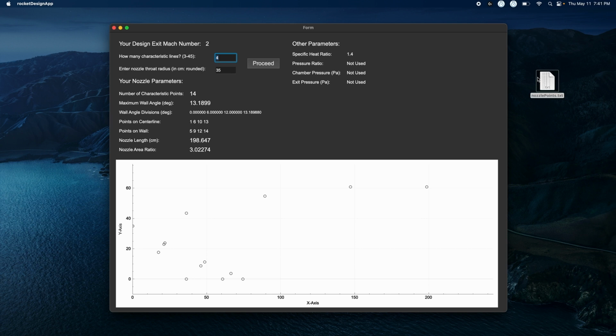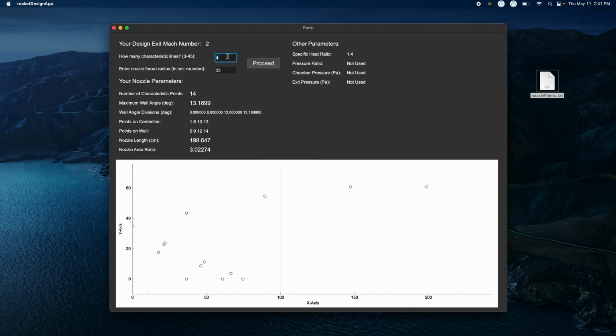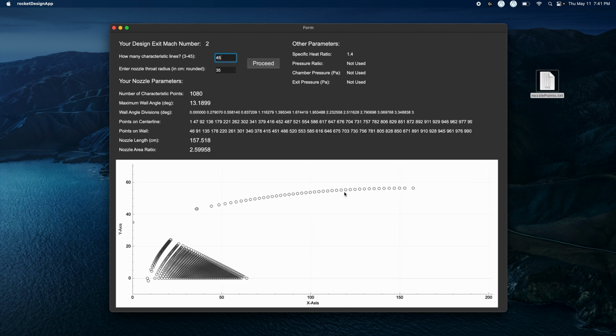So let me try the maximum limit. I have 45 lines. You see it's a lot more accurate. I have 1,000 points here, so it's quite detailed. I have all these points along the wall and center line, and these are all my interpolations. Now you can't see them all because the field is cropped off, but if you extend it, then you should see it. But let's open this points here.